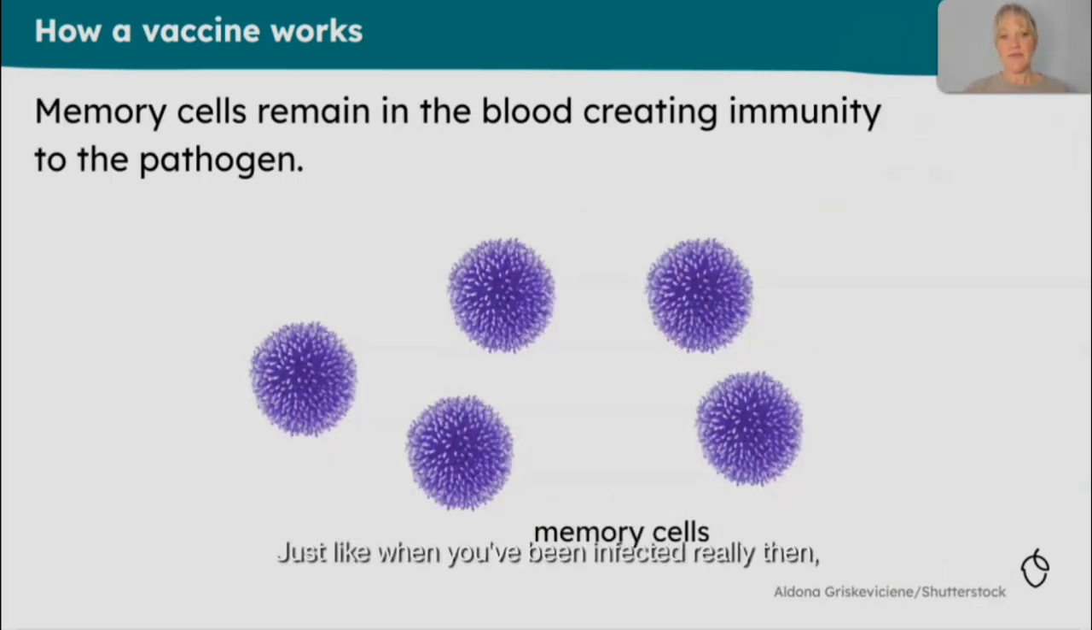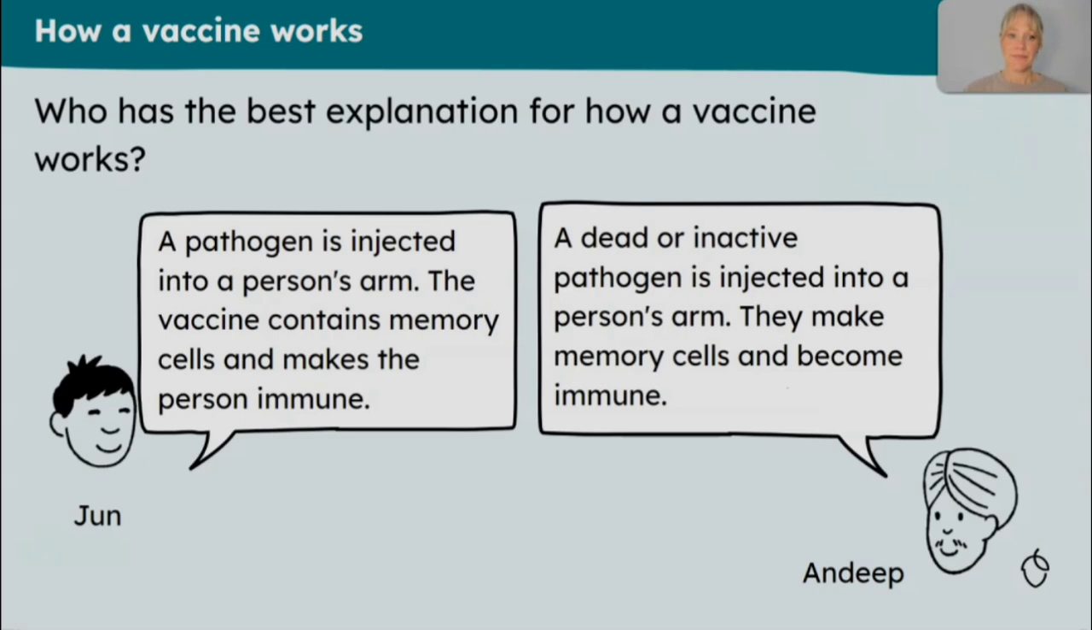Just like when you've been infected really, then the memory cells are then produced in order to defend against that particular antigen. This creates long-lasting immunity to that particular pathogen. So even though you haven't been exposed to the real one, you have been exposed to the antigen, and so you've created memory cells that remember how to defend your body against it.